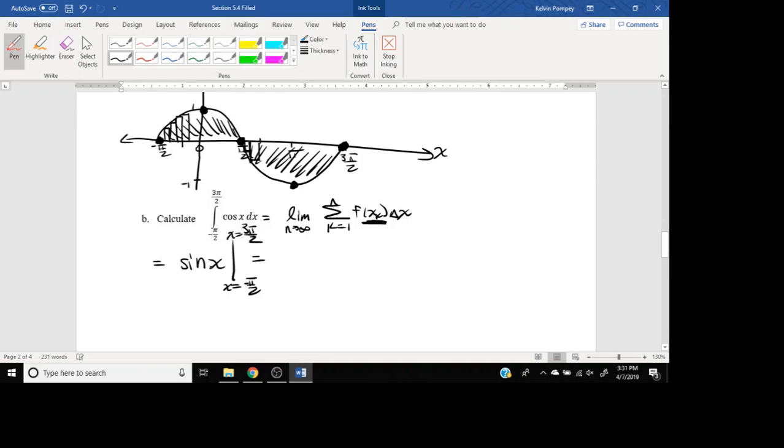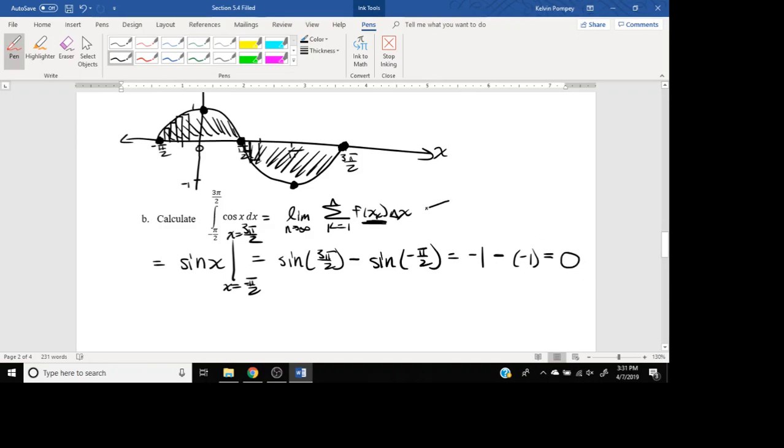Okay, that means I plug in 3 pi over 2 minus, and then I plug in negative pi over 2. Well, sine of 3 pi over 2 is negative 1. And the sine of negative pi over 2, well, negative pi over 2 is the same thing as 3 pi over 2, right? They have the same terminal side. So that is also equal to negative 1. When I subtract two things that are the same, I end up with 0.